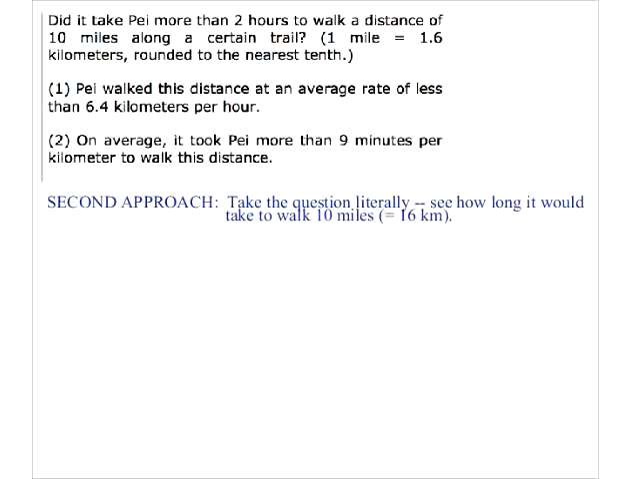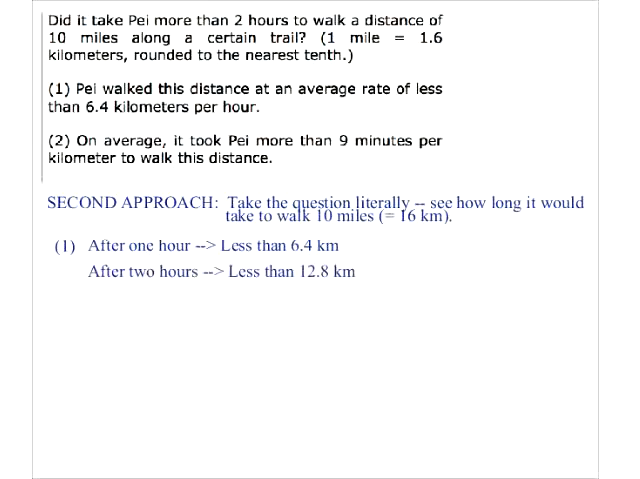So, statement 1, an average rate of less than 6.4 kilometers per hour. This means that after 1 hour, Pei has walked less than 6.4 kilometers, and after 2 hours, he has walked less than 12.8 kilometers. So there's our answer. It will definitely take him more than 2 hours to walk 16 kilometers, because in 2 hours the most that he can cover is that. So you can just figure that out based on hours.